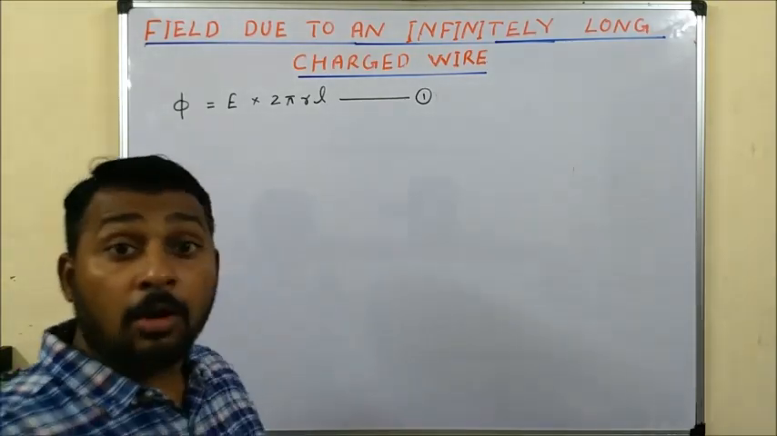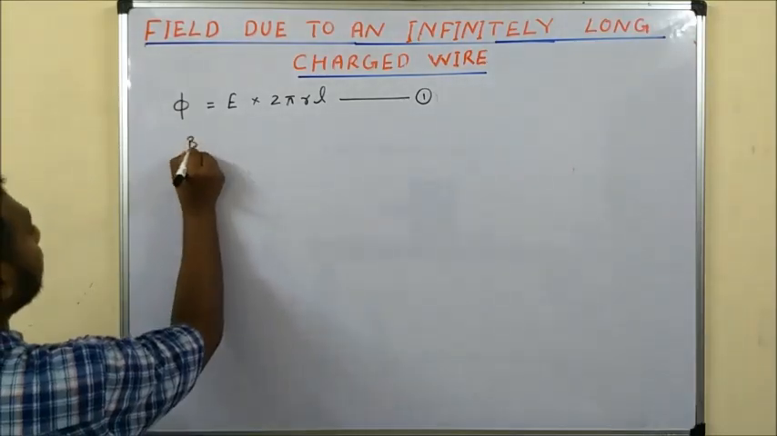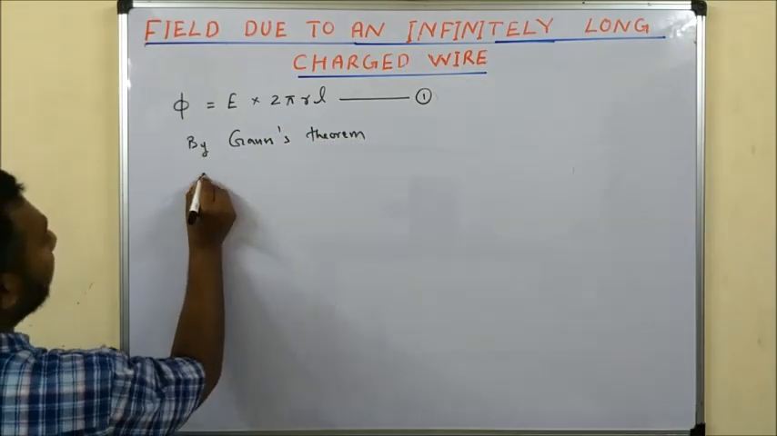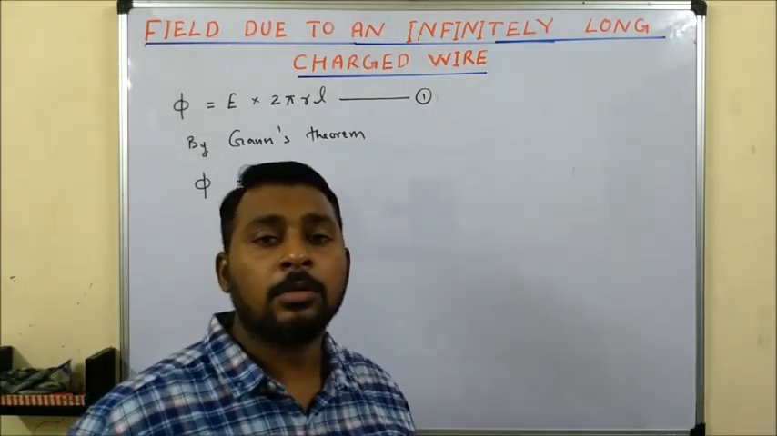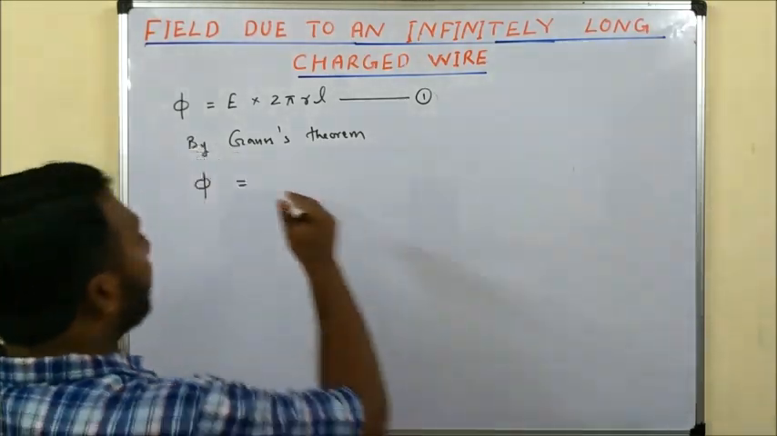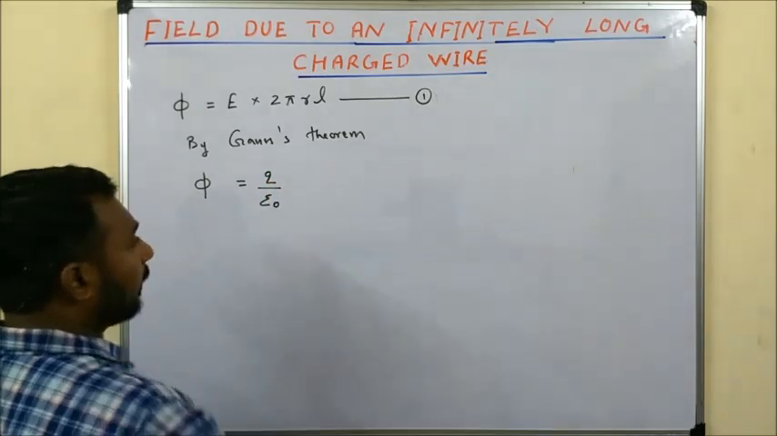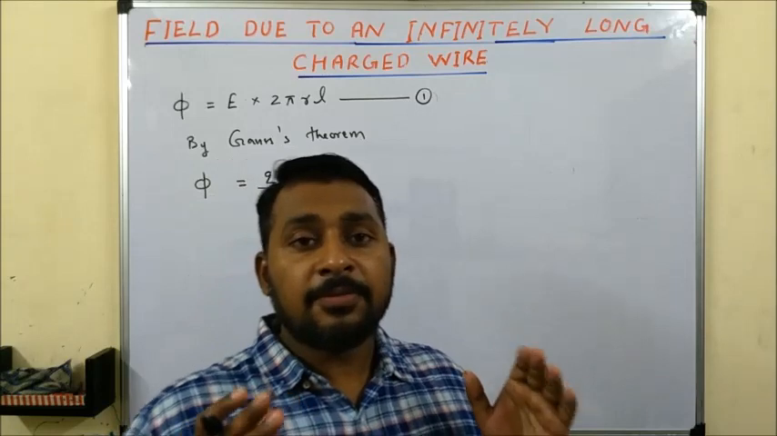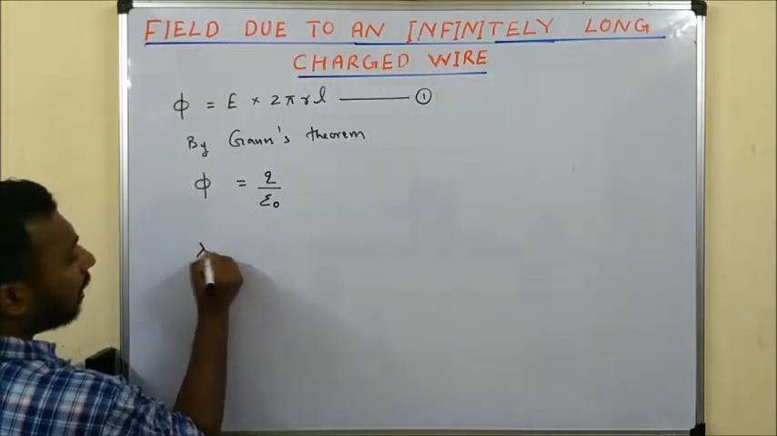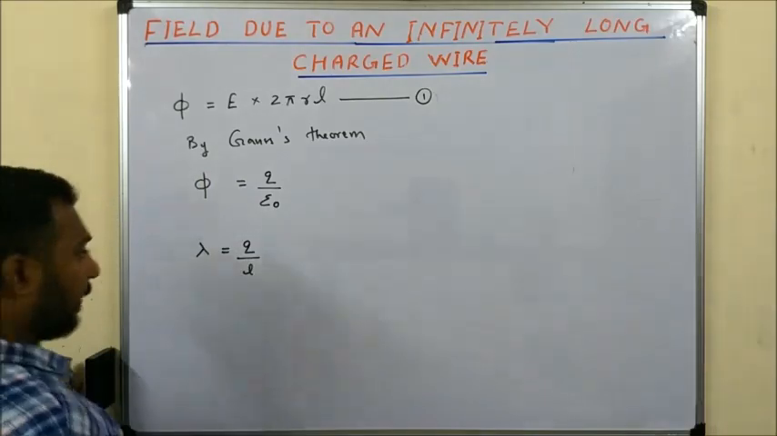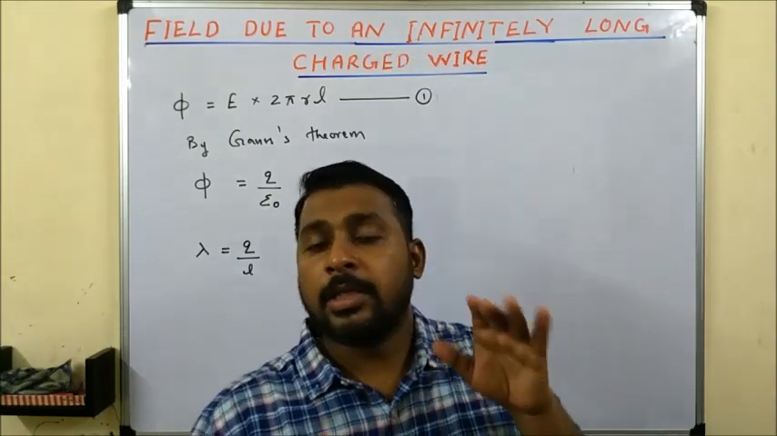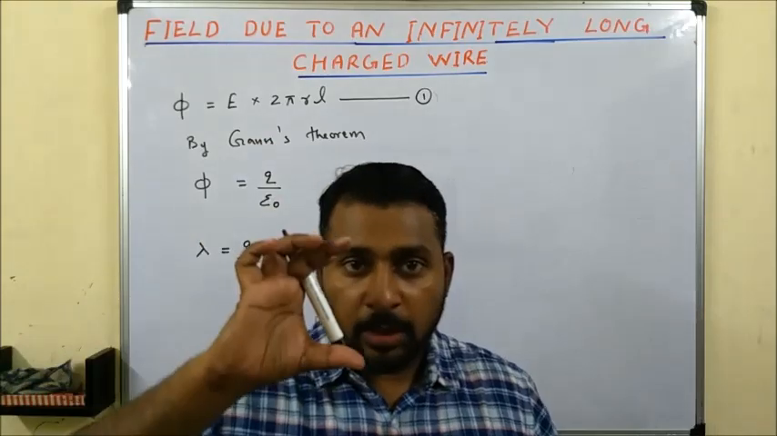Now according to Gauss's theorem, we know the flux passing through the Gaussian surface, phi, is equal to 1 by epsilon naught times the charge enclosed by the Gaussian surface, that is q by epsilon naught. It was given in the beginning that the line charge density of the wire is lambda equal to q by L. So we consider a small length only. You can see in the diagram a small piece of wire, not the entire wire. Here that length is L and the charge of that particular wire is Q.